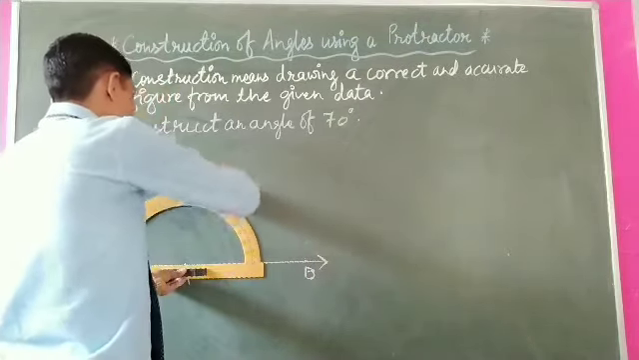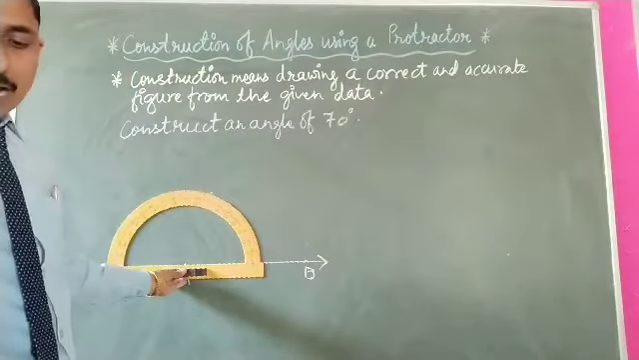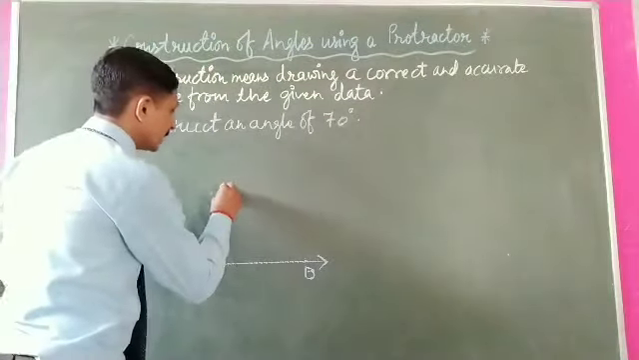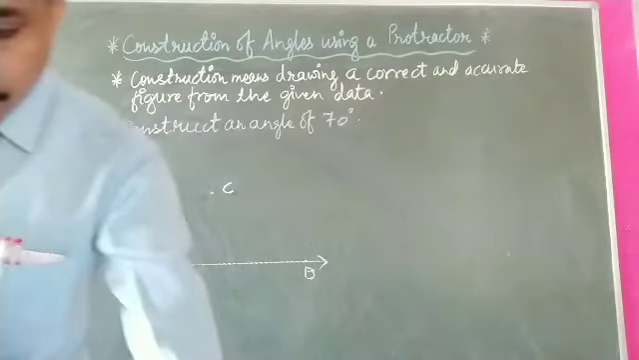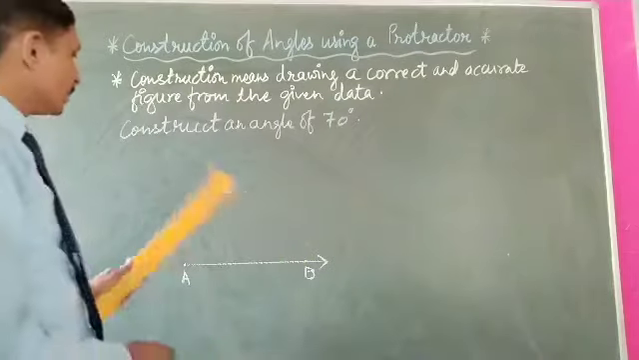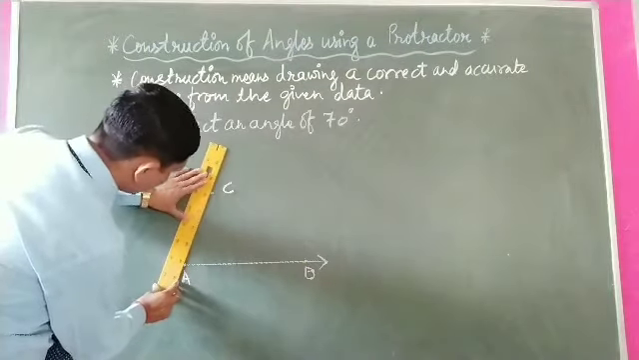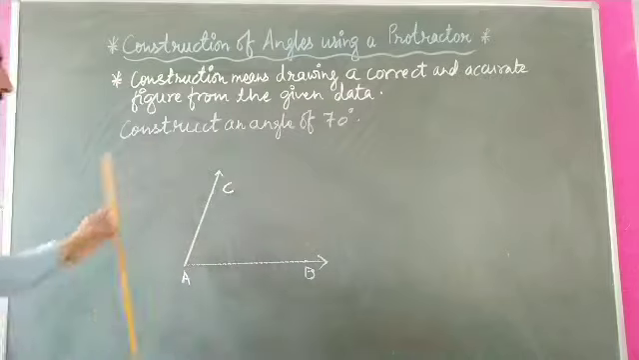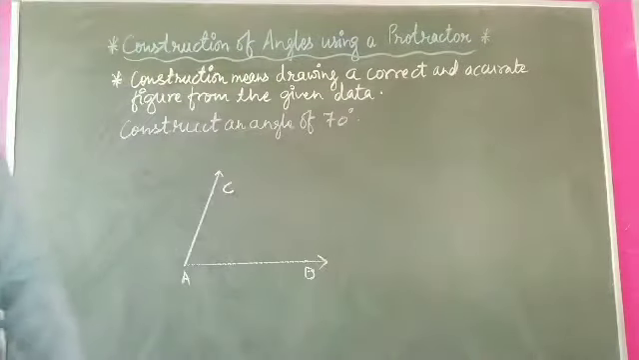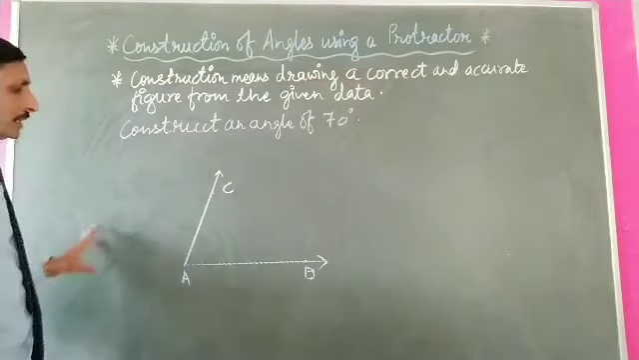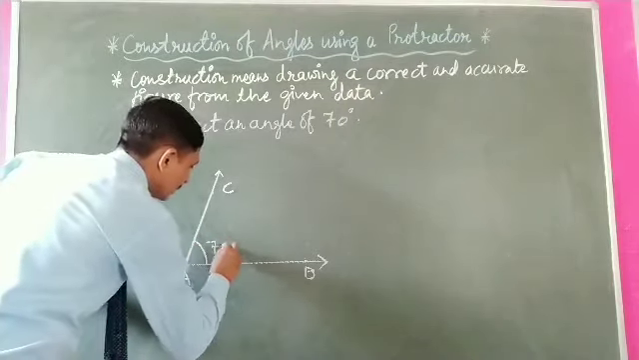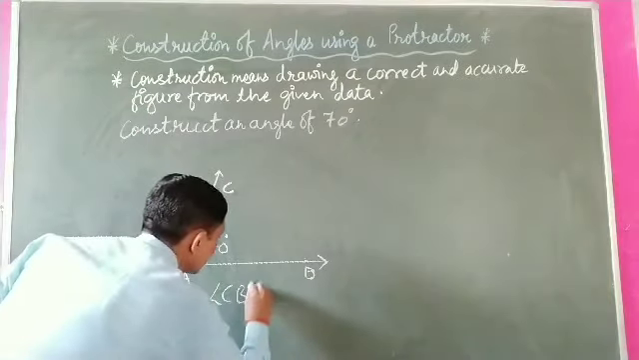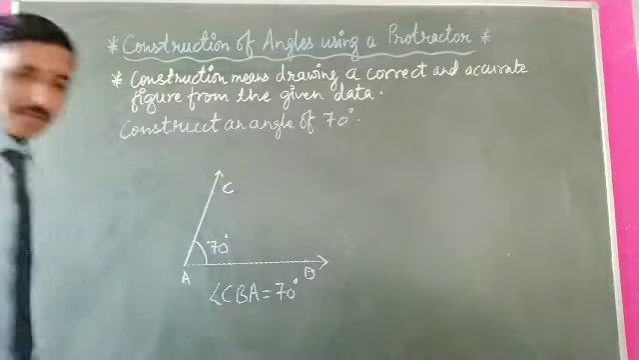Read up to 70 and mark it as point C. Now remove the protractor and draw a ray from A to C, that is, from vertex A to point C. So in this way we can construct an angle using a protractor. So here angle CAB equals 70 degrees.